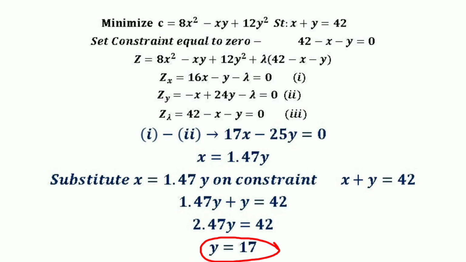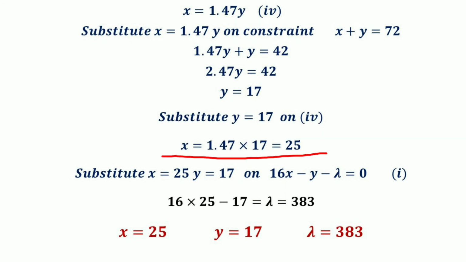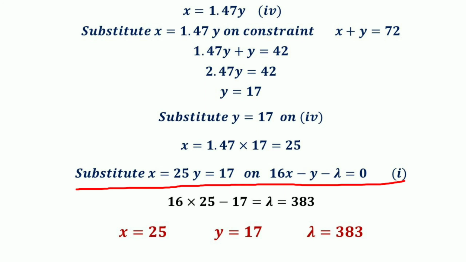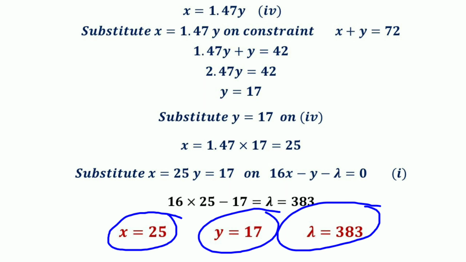Then it will become 1.47y plus y is equal to 42, that is 2.47y is equal to 42, so y is equal to 17. Now substitute y is equal to 17 in equation number 4, x is equal to 1.47y, then the value of x will become 25. Substitute x is equal to 25, y is equal to 17 in equation number 1 in order to find the value of lambda. By isolating lambda, lambda is equal to 383. So x is equal to 25, y is equal to 17 and lambda is equal to 383. These are the critical values.